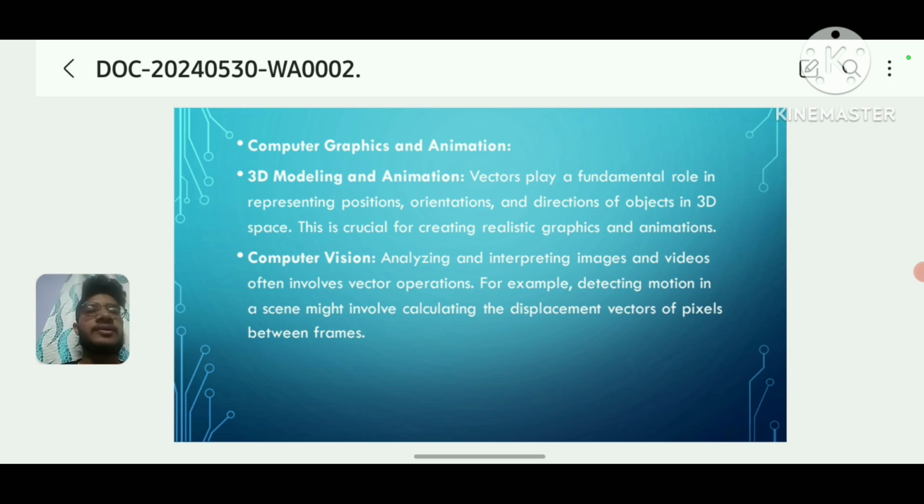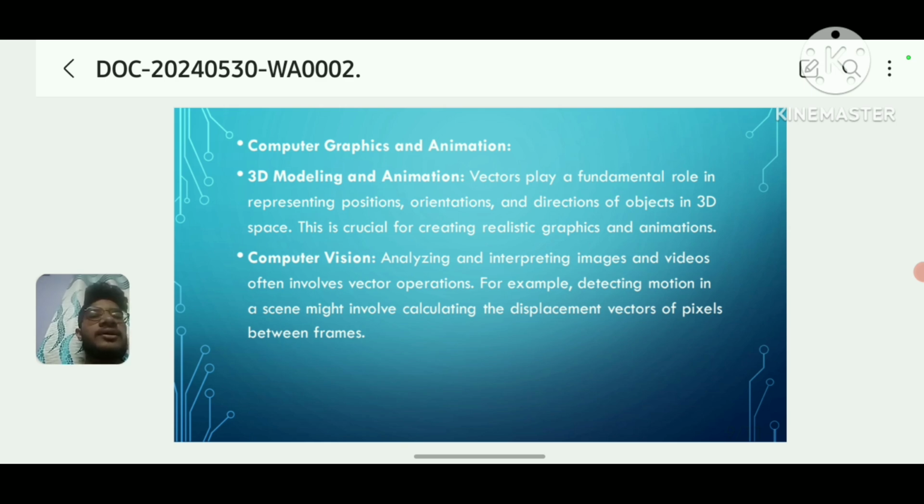And next we discuss computer graphics and animation, 3D modeling and animation. Vectors play a fundamental role in representing position, orientation and direction of objects in 3D space. This is crucial for creating realistic graphics and animations.